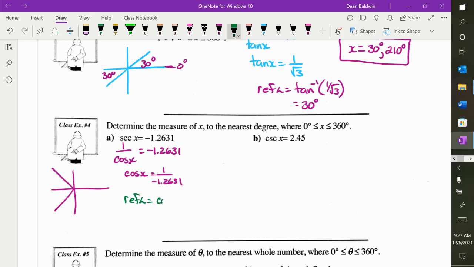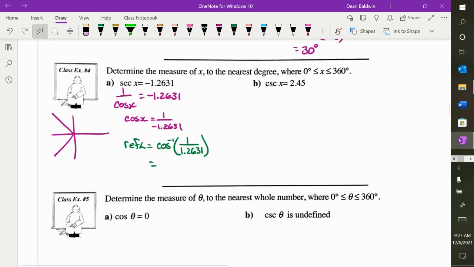Yeah. So you do cos to the minus 1. Do I use the negative? No, just use the positive. Negative just tells you the quadrants. What is my reference angle? The negative won't give you the right answer. It won't give you the reference angle. So you just use the positive to get the reference angle. 38 degrees. There you go. If you do cosine to the minus 1 of negative 1 over 1.2631, tell me what you get.